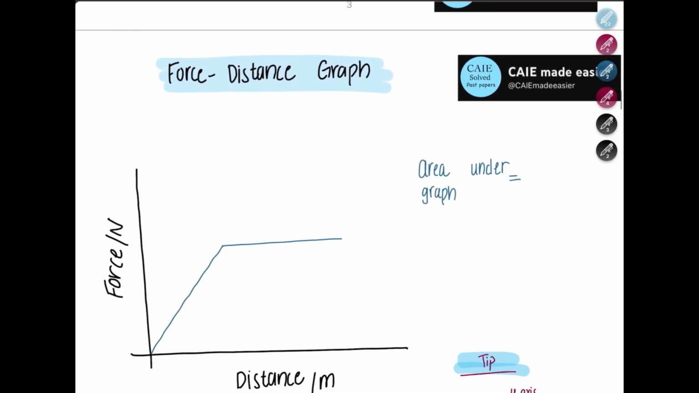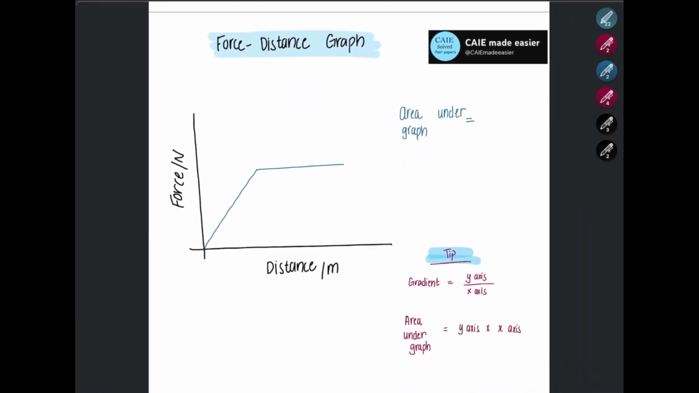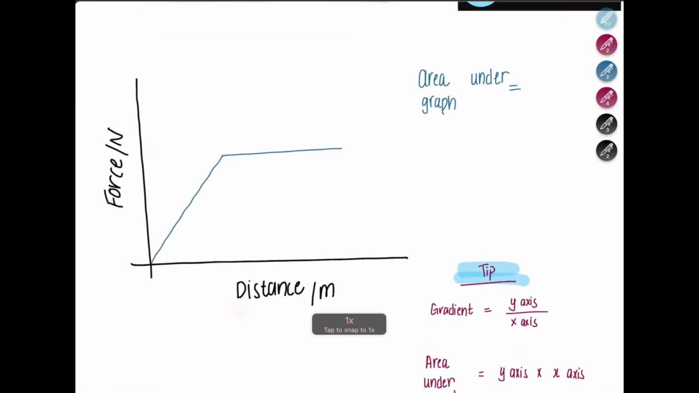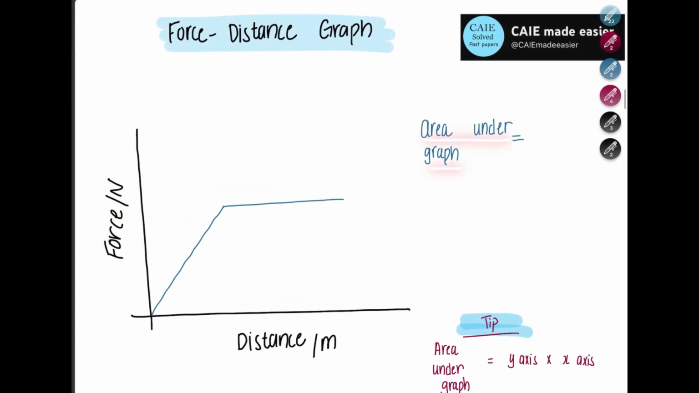Now we have some other graphs. Here we have a force distance graph. So on x-axis we have distance, and on y-axis we have force. Now, if you're asked to identify the area under the graph, but you don't know what quantity you will get if you find the area of this graph.